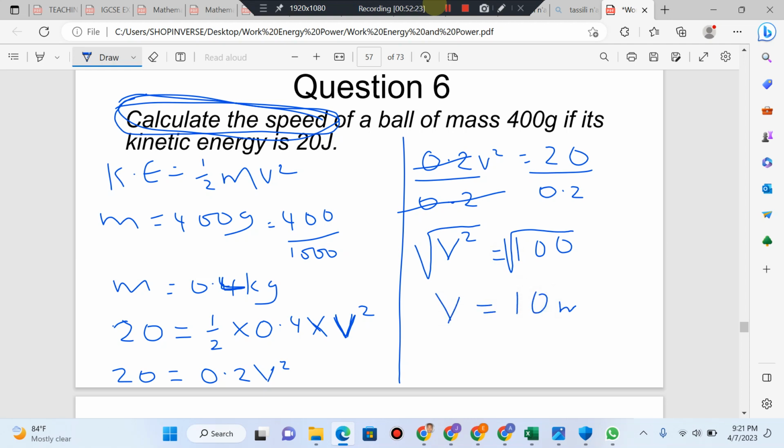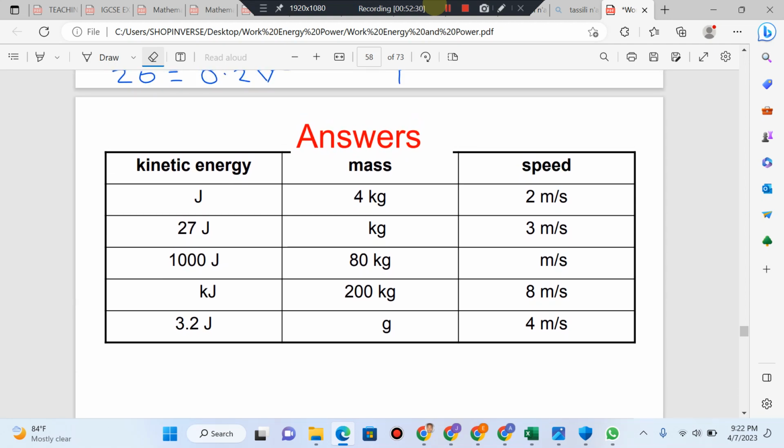Square root of v squared gives you v, and square root of 100 gives you 10. So you just put your SI unit in front of it: 10 meters per second. That's the speed. Easy, right? Of course it is easy.